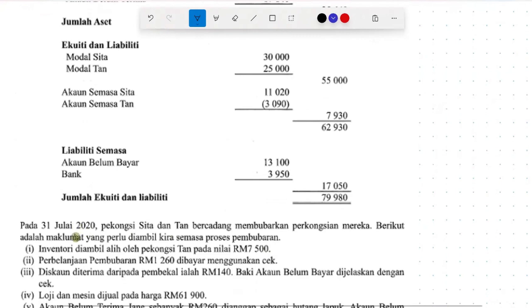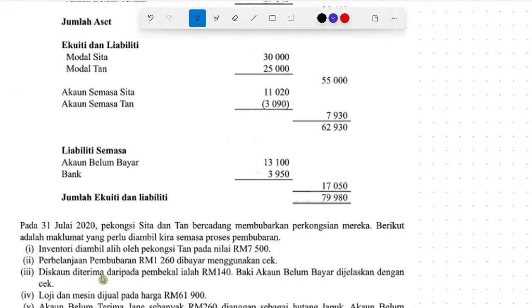Alright. Pada 31st Julai 2020, Perkongsian Sita dan Tan bercadang membubarkan perkongsian mereka. They're going to dissolve the partnership. Berikut adalah maklumat yang perlu diambil kira semasa proses pembubaran. Inventory diambil alih oleh perkongsian dengan nilai 7,500. Perbelanjaan pembubaran is 1,260 dibayar menggunakan cek.